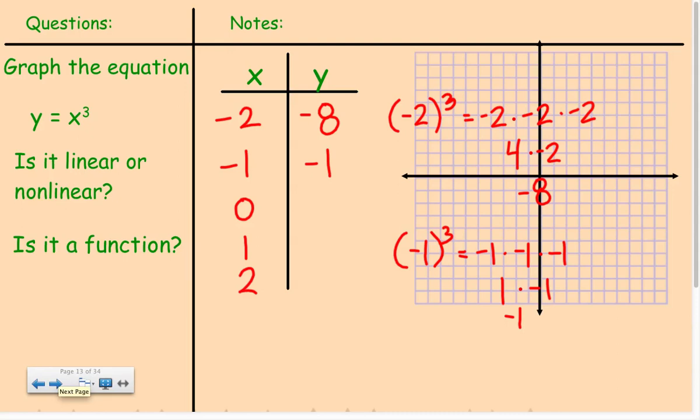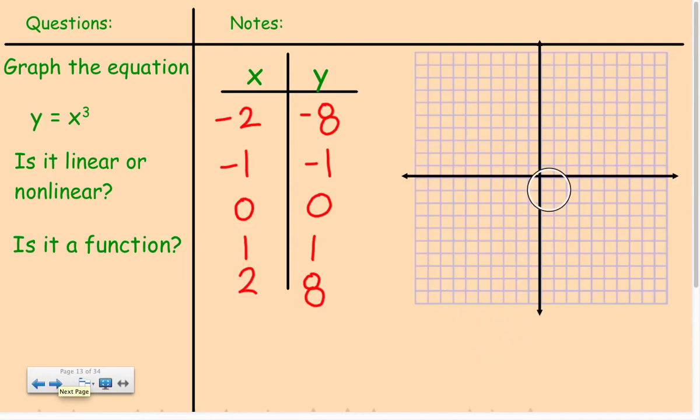0 to the third power would be 0. 1 to the third power is 1. And 2 to the third power is 8. So you'll kind of notice a pattern on that one. We have -8, -1, 0, and then +1, +8. If I graph those, -2, 1, 2, 3, 4, 5, 6, 7, 8.